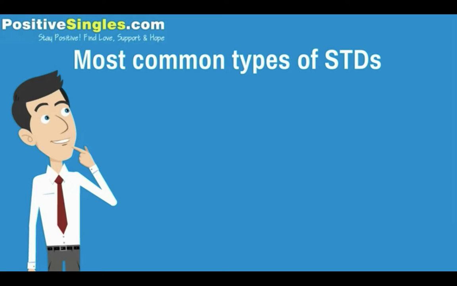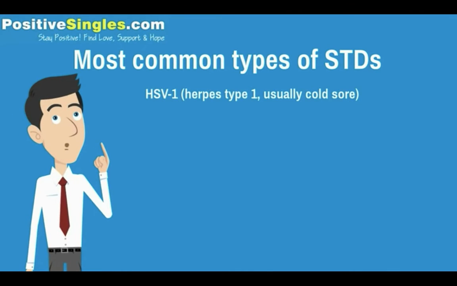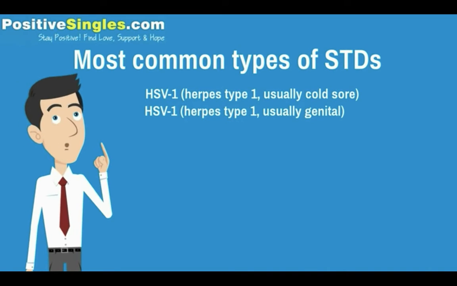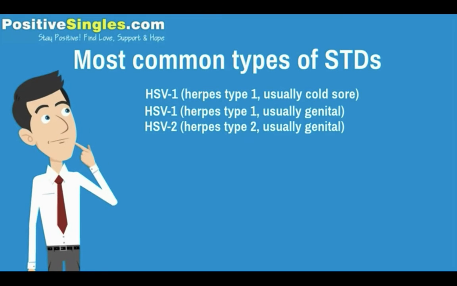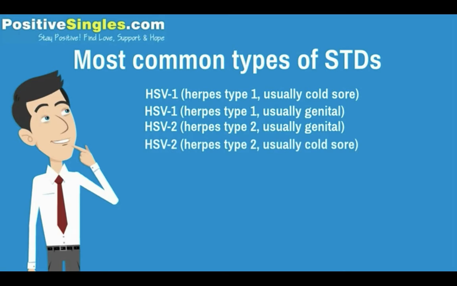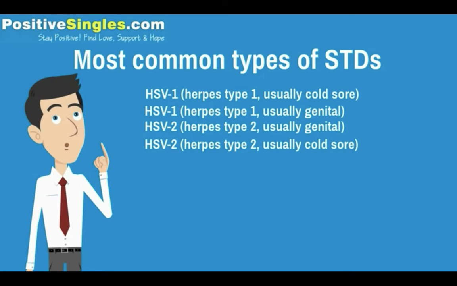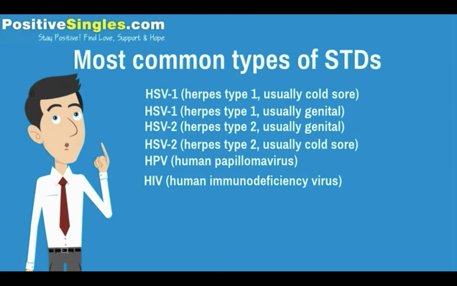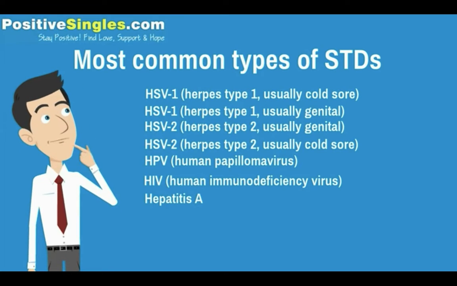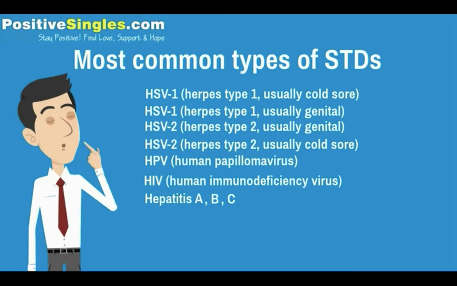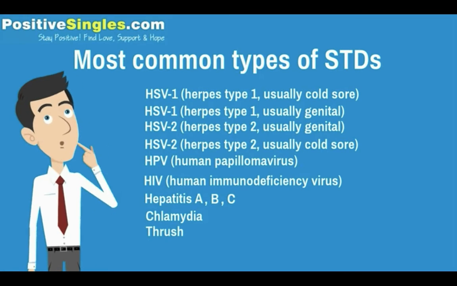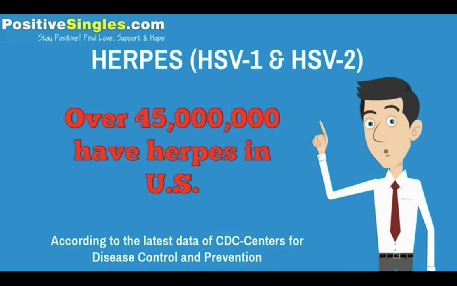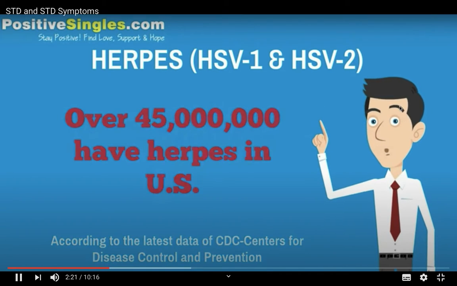Most common types of STDs. HSV-1, herpes type 1, usually cold sore. HSV-2, herpes type 2, usually genital. HPV, human papillomavirus. HIV, human immunodeficiency virus. Hepatitis A, hepatitis B, hepatitis C, chlamydia, thrush, syphilis, gonorrhea, herpes. Herpes simplex virus is known as herpes.